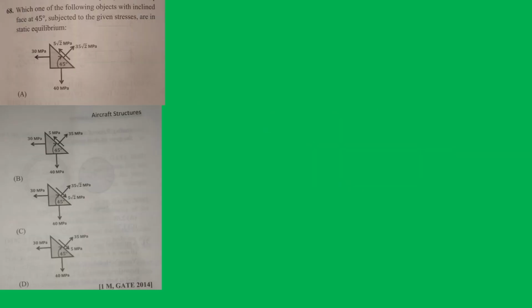Then there is another question, and you can see there are some direct questions being asked. Which of the following objects with an inclined face at 45 degrees, subjected to the given stresses, are in static equilibrium? This is option A, option B, option C, option D. Which one is in equilibrium? First thing first, notice this one and this one, this one and this one.